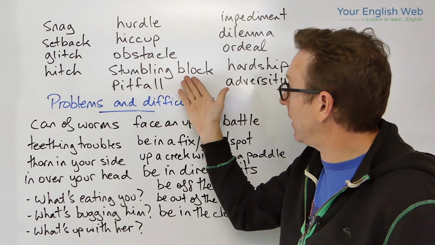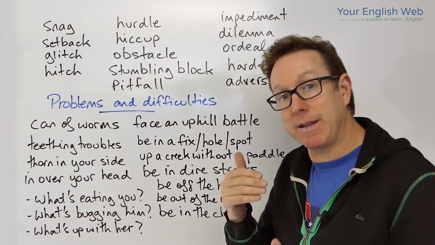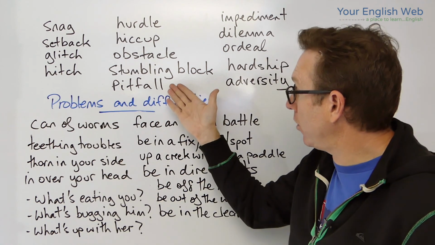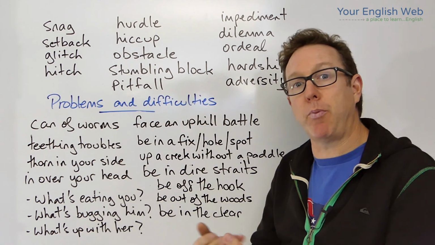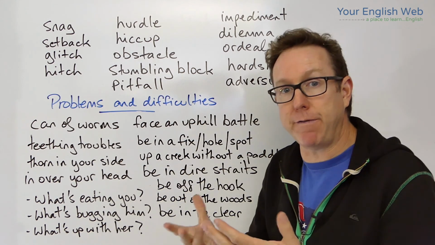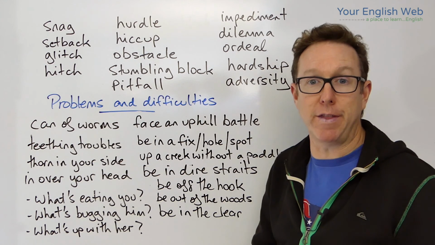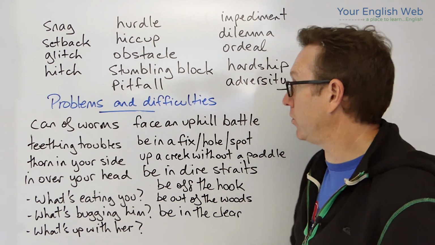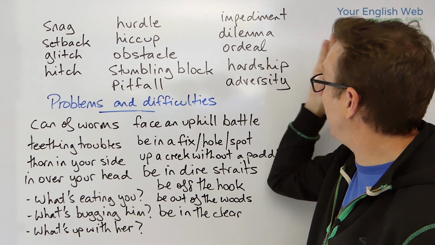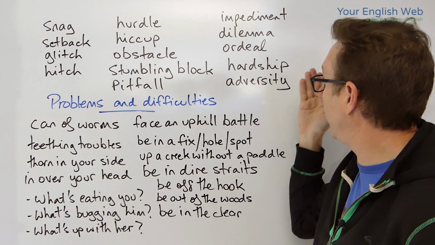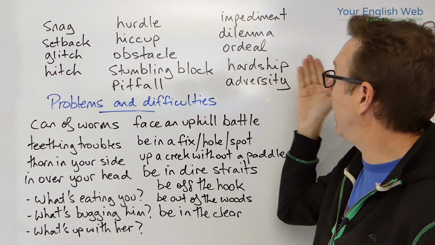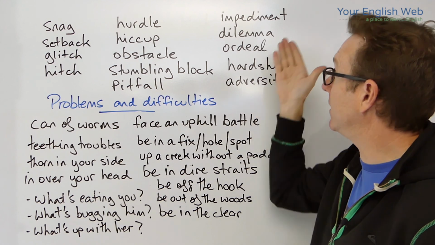You can come across a stumbling block, something that doesn't allow you to progress freely. And of course, pitfall, possible problems that you can come into. There are many possible pitfalls associated with this project, pitfalls. And here the words impediment, dilemma, ordeal, hardship and adversity. Impediment, okay? Dilemma, ordeal, hardship, adversity.